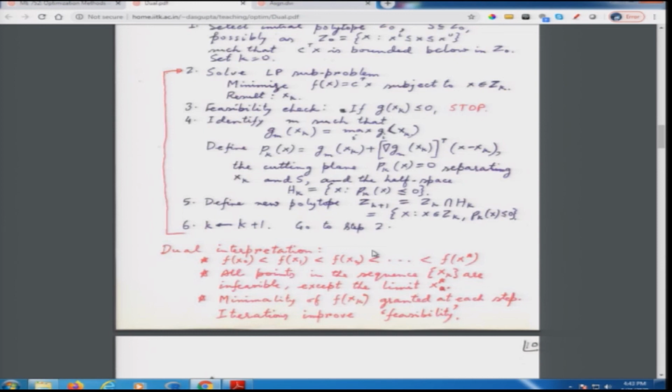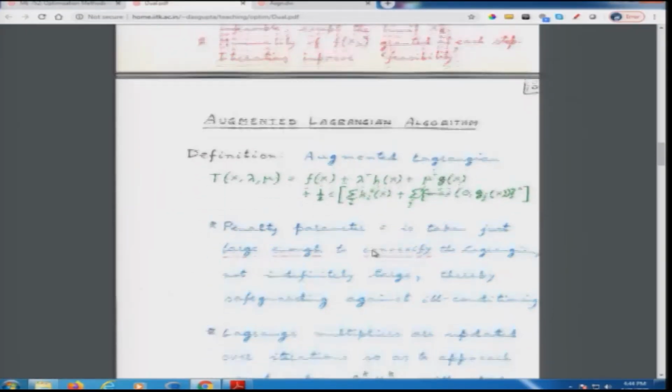So, we stop here at this point, and the major method of the dual category, the augmented Lagrangian method, we will discuss in the next lecture.